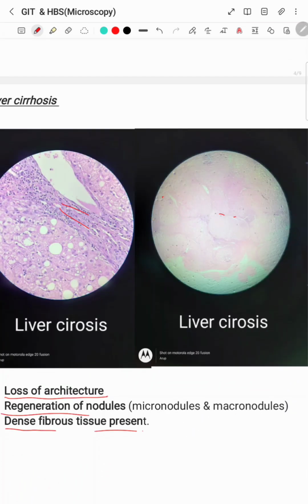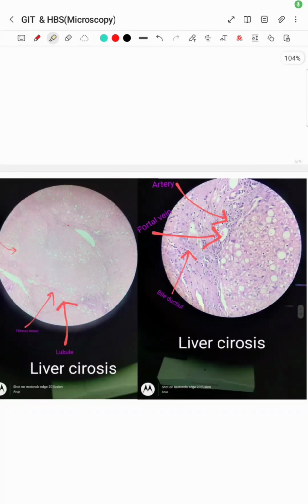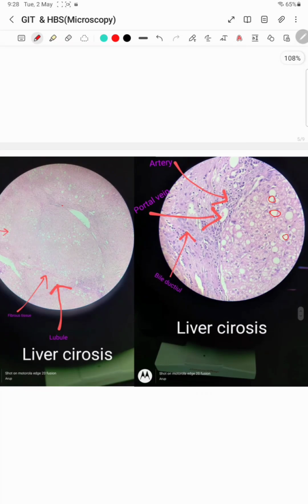You can see the micronodules as well as macronodules. When the nodule size is less than 0.3 centimeter, it is a micronodule, and when it is greater than 0.3 centimeter, it is a macronodule. So this is liver cirrhosis. You can also see some fat cells in liver cirrhosis. It is the fatty vacuole.